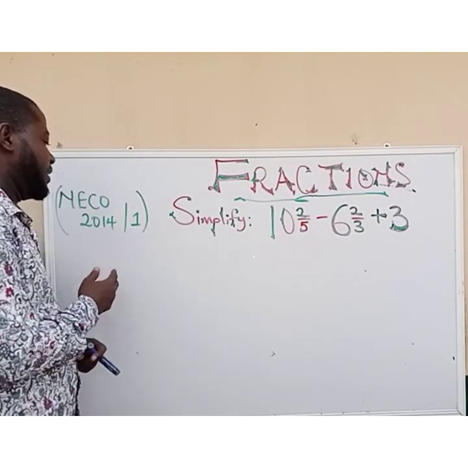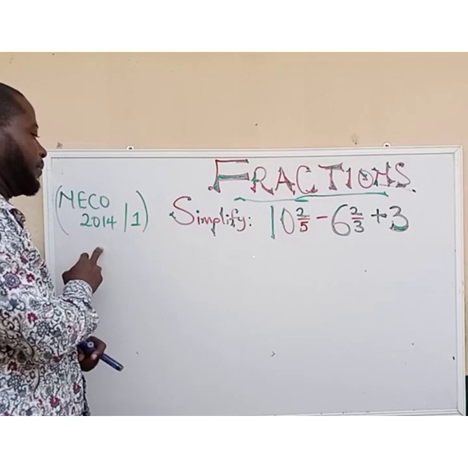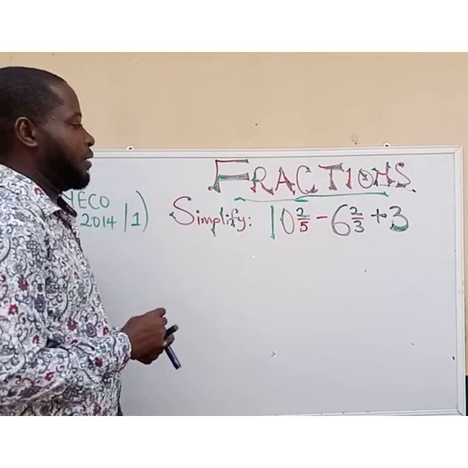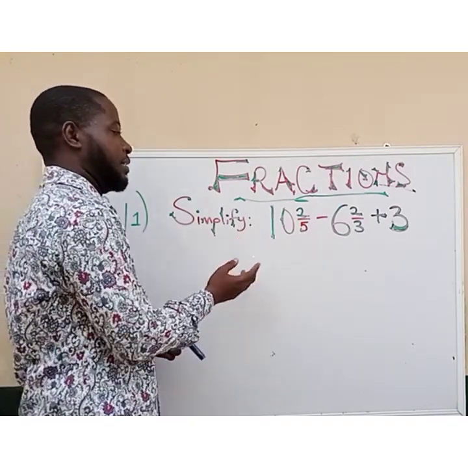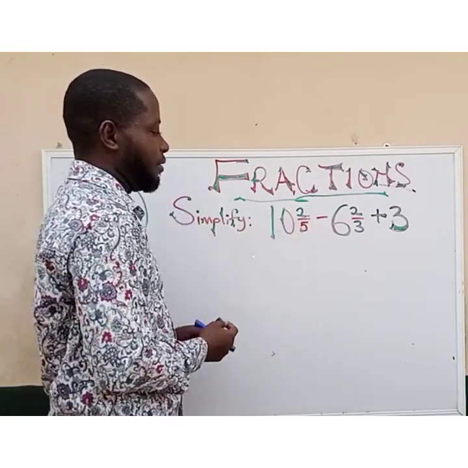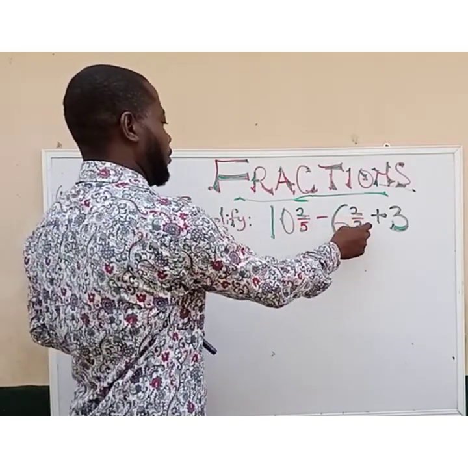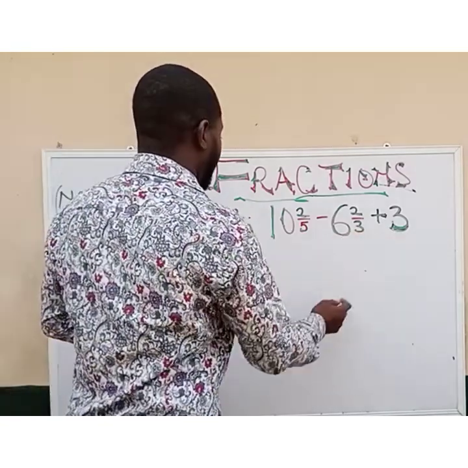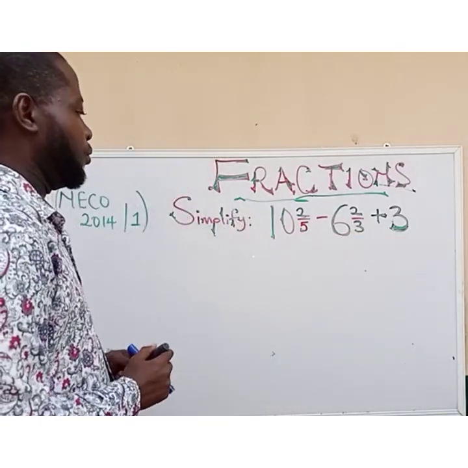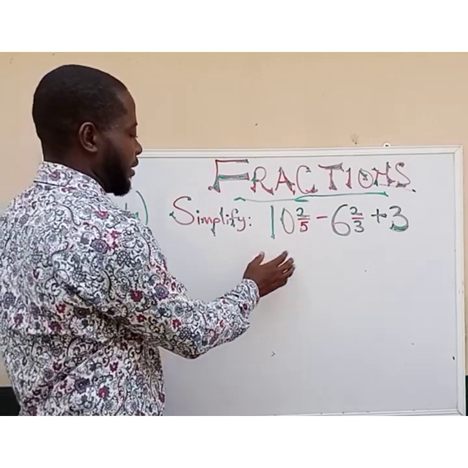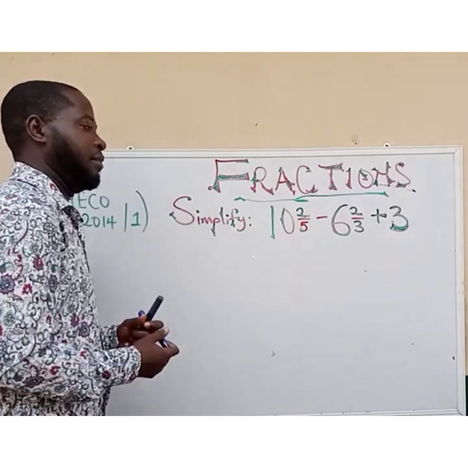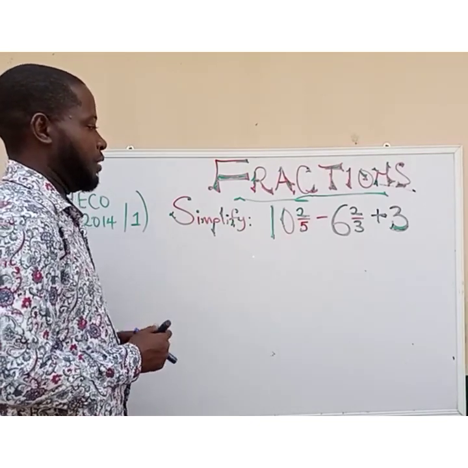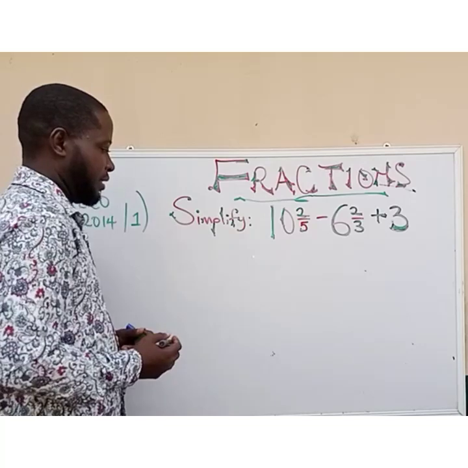Our first question is taken from NECO 2014, NECO past question number 1. We are asked to simplify this: 10 whole number 2 all over 5, minus 6 whole number 2 all over 3, plus 3. The 3 here is a whole number. So the first thing to do is to change the mixed fractions to improper fractions. So let's start.